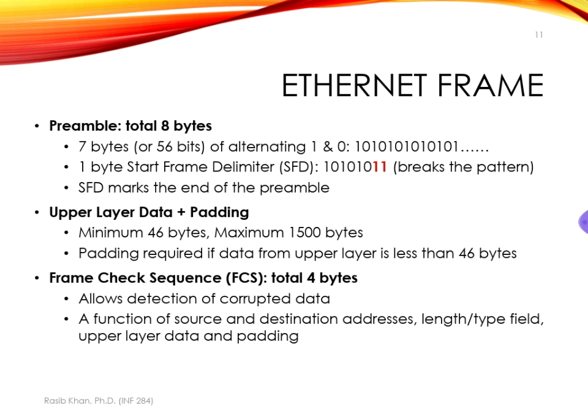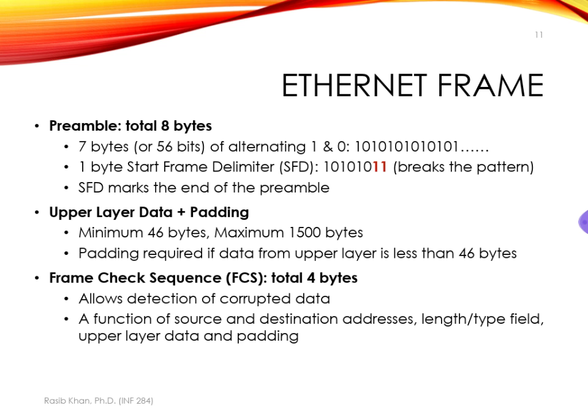So if we look at the preamble, which is a total of 8 bytes, the first 7 bytes are 56 bits of alternating ones and zeros. So you see here, it's 1010, and it will go on for 56 bits. And finally, the last byte, that is the last 8 bits, is going to be 6 alternating ones and zeros followed by 1, 1.